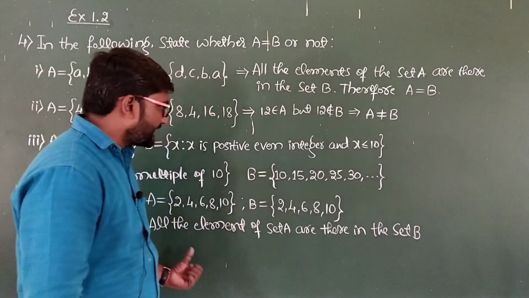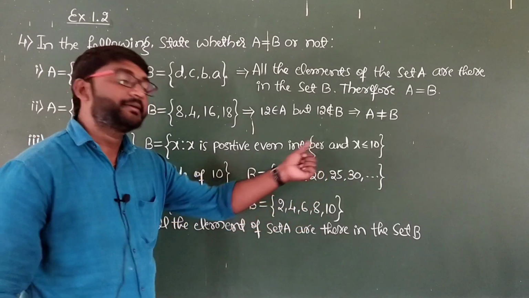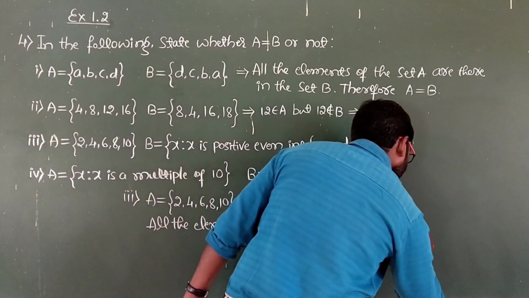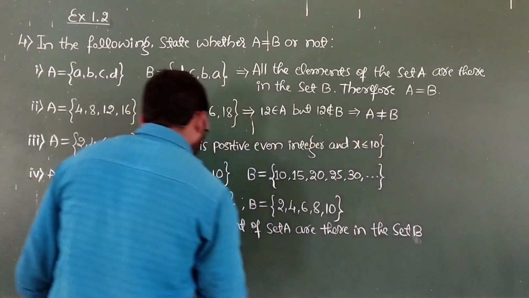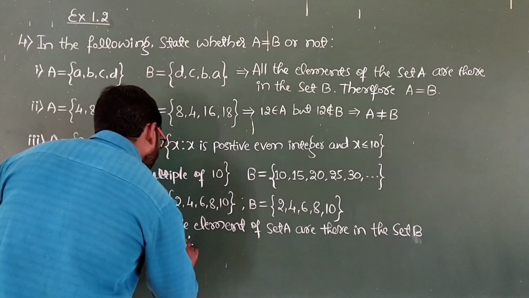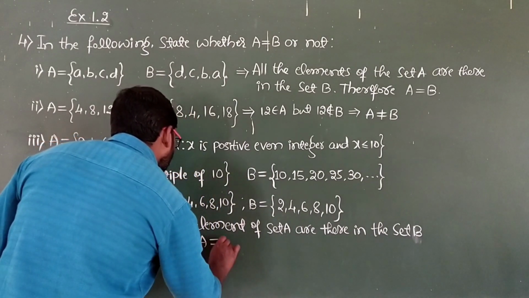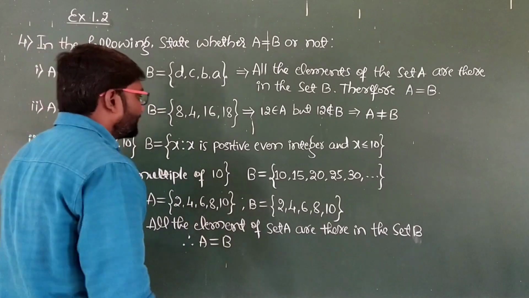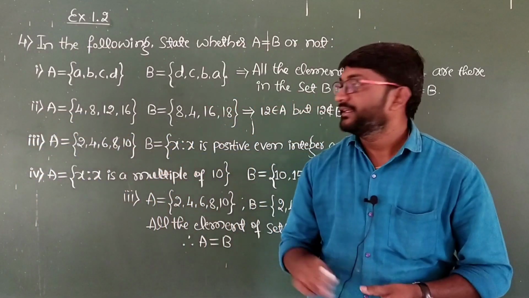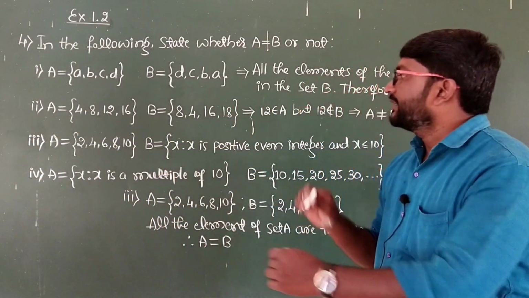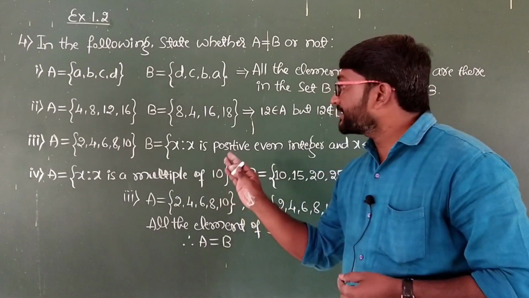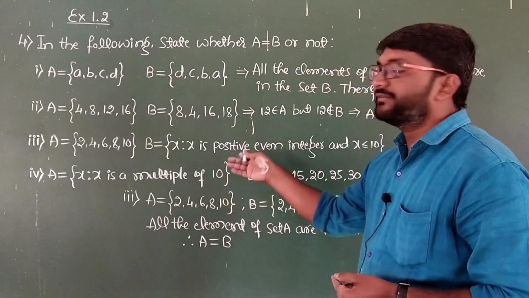All the elements of the set A are there in the set B. Therefore, in this case, A equals B. So this is all about the Roman number 3. Next we'll take up the last one. A equals x such that x is a multiple of 10.